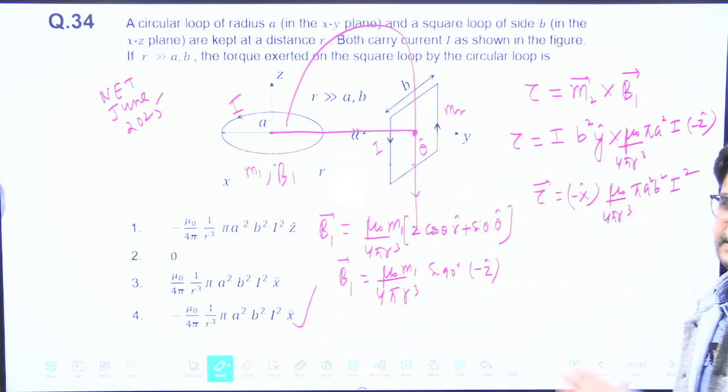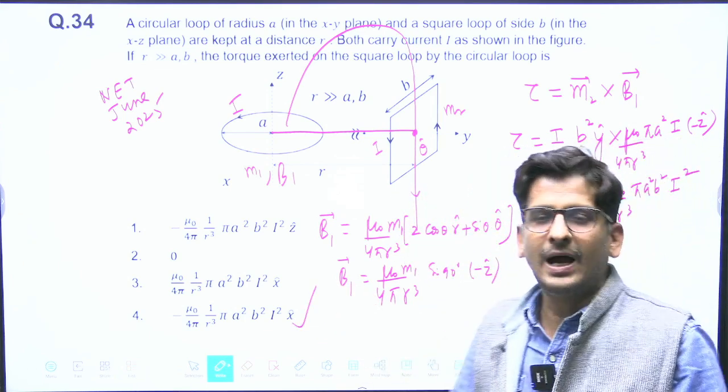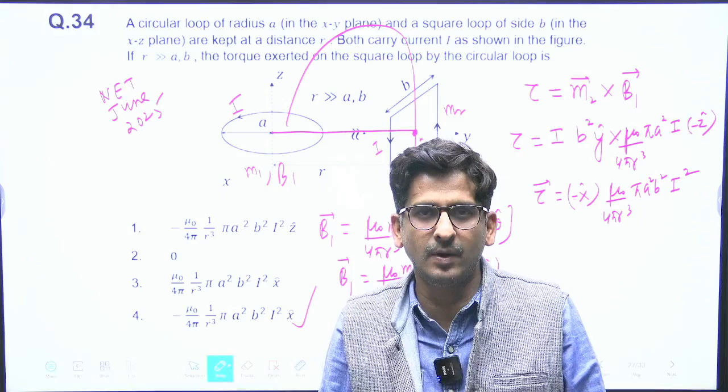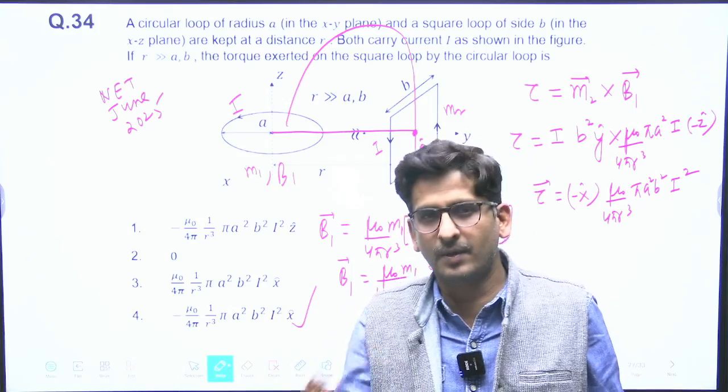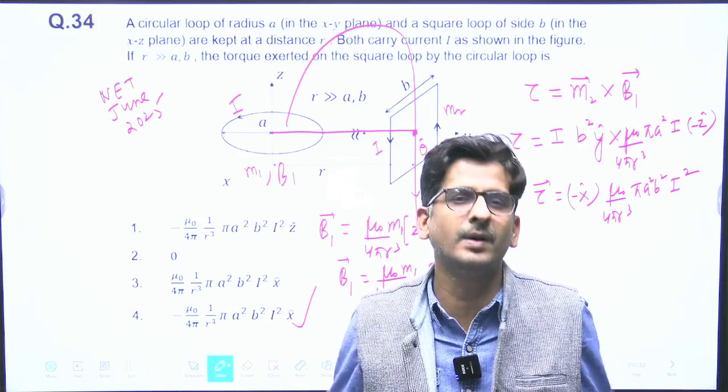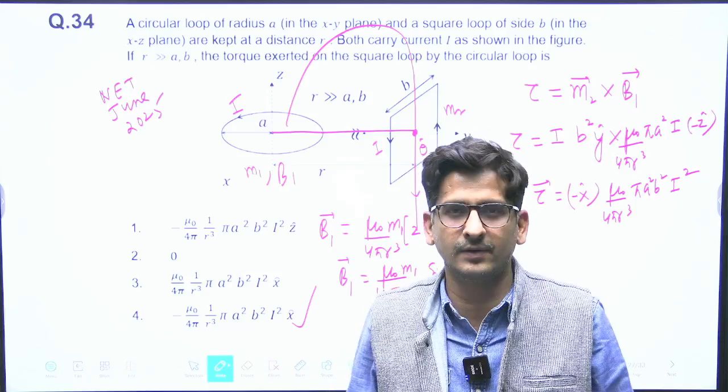So a very straightforward question. I have always been saying that the dipole is something very, very important, whether it is an electric dipole or a magnetic dipole, their torque, their energies. So you should remember all those formulas and the application of those formulas.